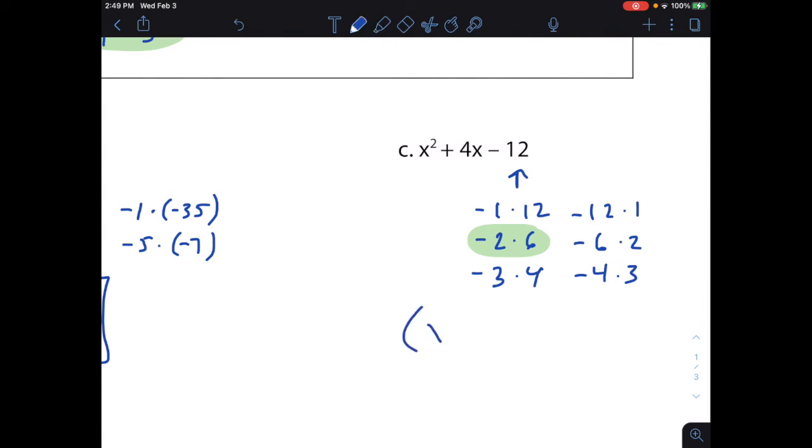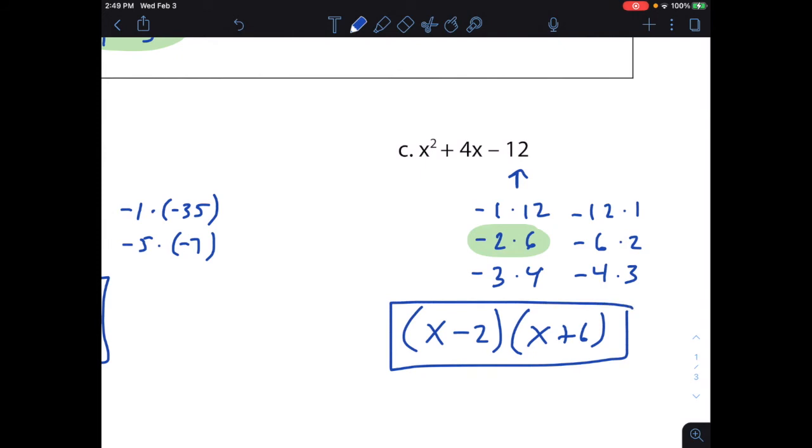So we're going to write this as x minus 2 and x plus 6. Okay, and I simply wrote it that way because that's the order that I have the two numbers in that I highlighted green there.